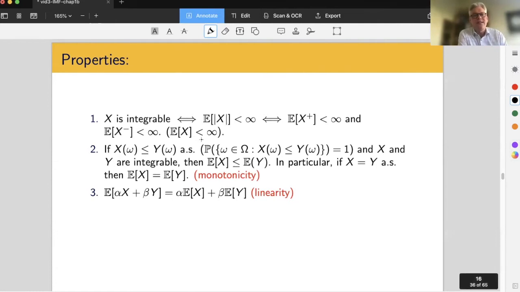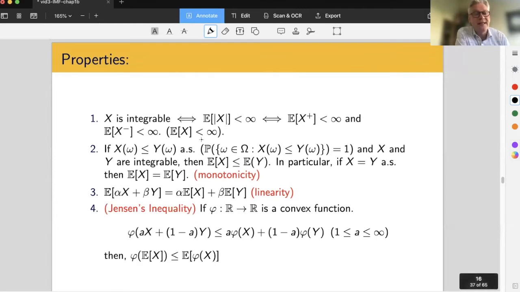The third one is the linearity one. So it's a linear function, as I already mentioned. So the expected value of alpha X plus beta Y, alpha and beta being real numbers, is equal to alpha times the expected value of X plus beta times the expected value of Y.